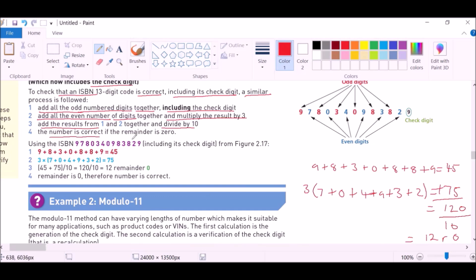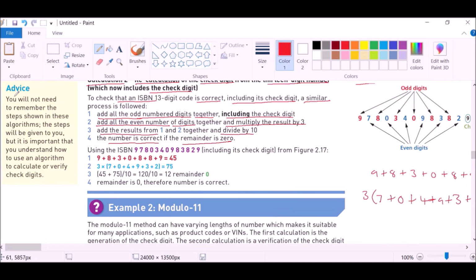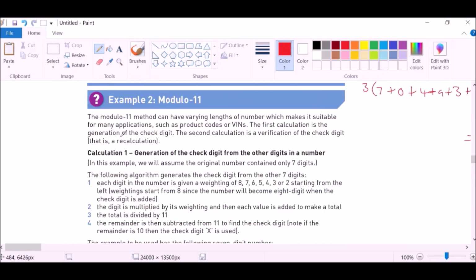The number is correct if the remainder is 0. So here the remainder is 0, so the number is correct. In the examination, you will not need to remember the steps shown in these algorithms. The steps will be given to you, but it is important that you understand how to use the algorithm to calculate or verify check digits.